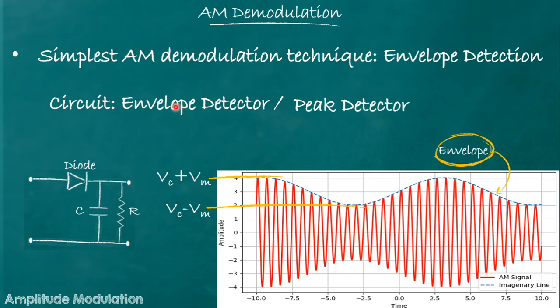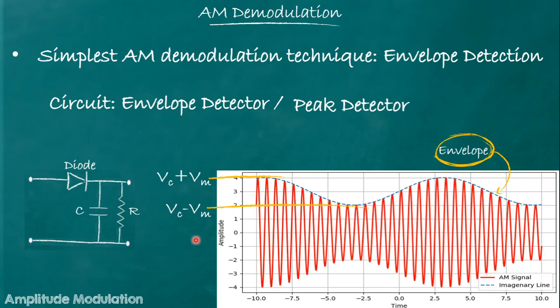The simplest method of AM demodulation is envelope detection, because if we detect the shape of the envelope, we have detected our information, since the shape of the envelope is the same as the shape of the information signal. The circuit we will use is called an envelope detector, because we are detecting the shape of the envelope. The envelope detector circuit consists of a diode, capacitor and resistor, connected as shown here.